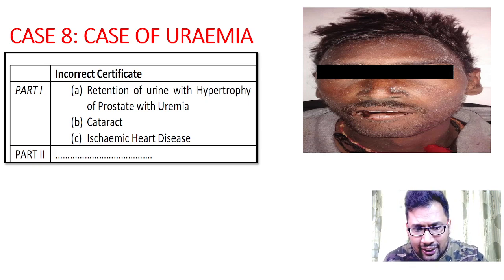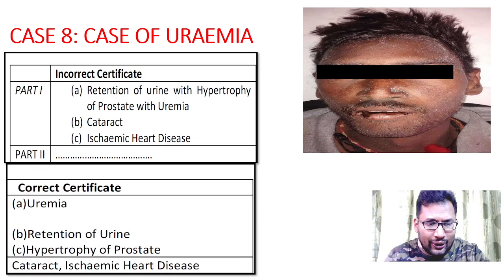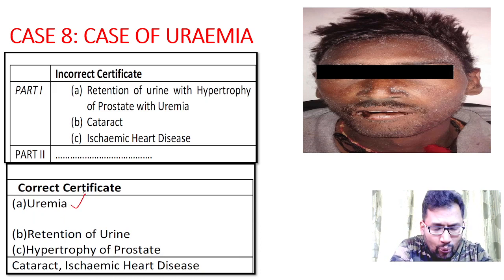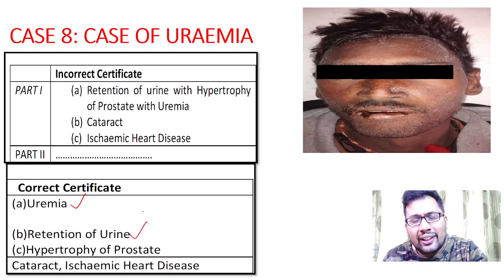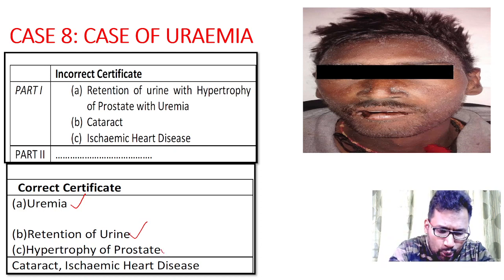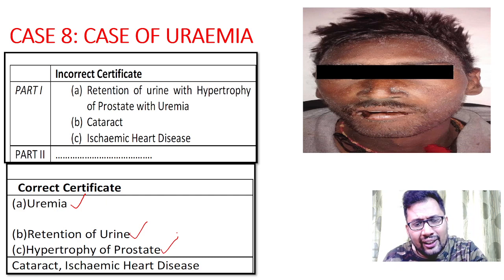So he had uremia. Yes, uremia is the 1A. Why uremia? Uremia because of retention of urine. Why retention of urine? Hypertrophy of prostate. And cataract and ischemic heart disease should come under part 2. Okay.